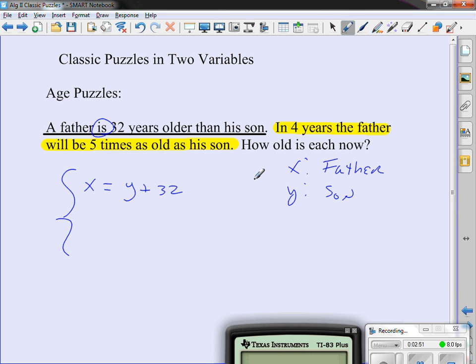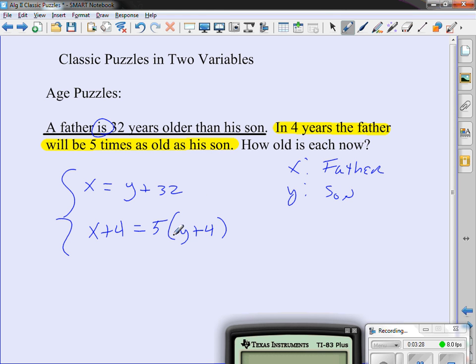Father's age is x. So x plus 4 will be is the same thing as is. That's just the future tense. 5 times as old as his son. 5. Now it's not 5y. Now, if the father gets 4 years older, what happens to the son? The son gets 4 years older also. So it's 5 times y plus 4. That is your system of equations.